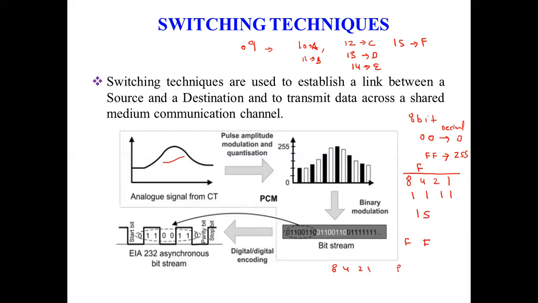So FF would mean 8421, 8421. This is 15 and 15, so it becomes FF. If you write FF in binary form and convert it into decimal, the decimal value is 255. That is how it is showing. The maximum value that it is reaching here is 255.